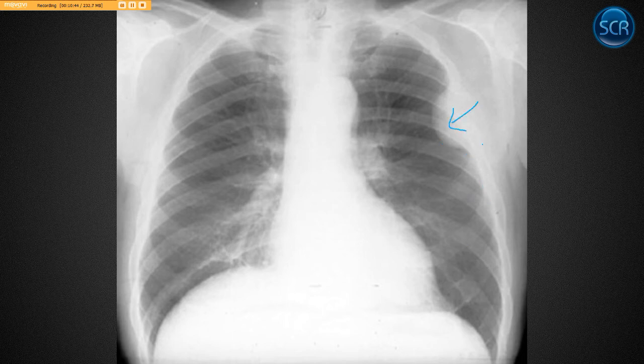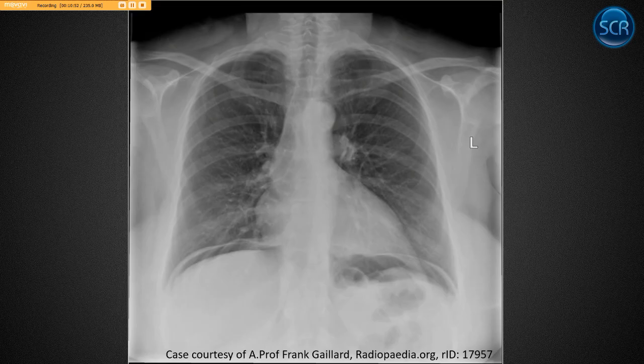Could it be a rib fracture? It's possible. Could it be a rib met? Yeah, definitely. So often that's the case where they have a metastatic rib lesion and it shows up as an extrapleural sign.